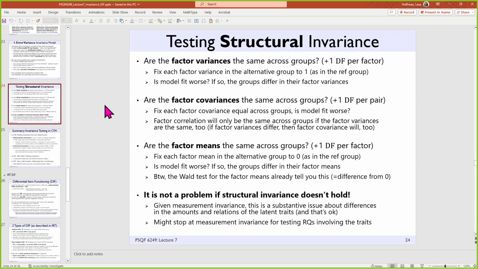If it was of interest, the next stage is called structural invariance, and this pertains to systematically setting parameters related to the structural model, the factor stuff, equal across groups. Traditionally starting with factor variances. Are those the same? If so, then we could test factor covariances. If so, then we could test factor means, and then that would be the end of it. And at this stage, it's not a problem if structural invariance doesn't hold. These are real differences at this stage.